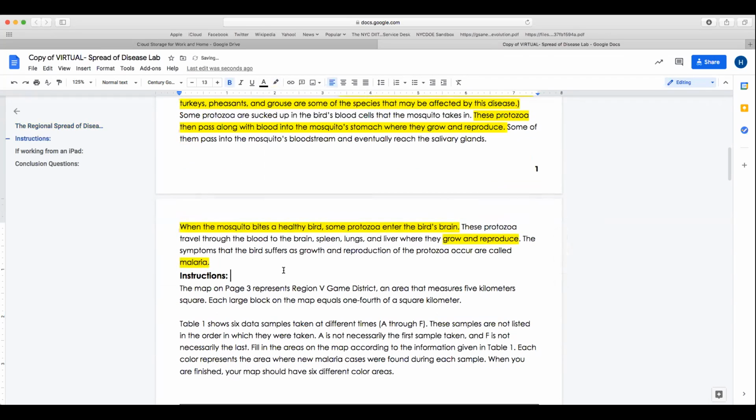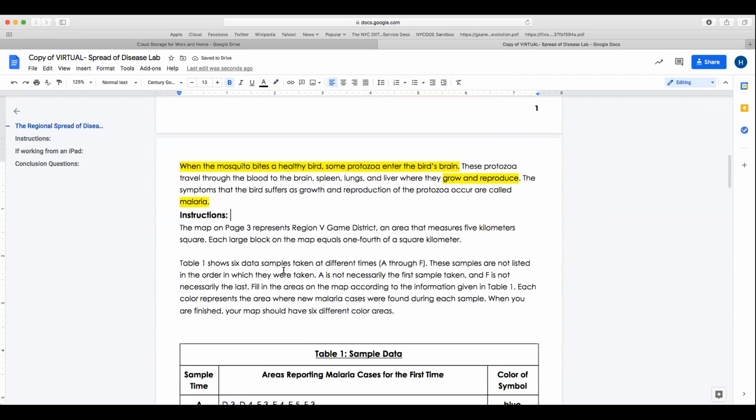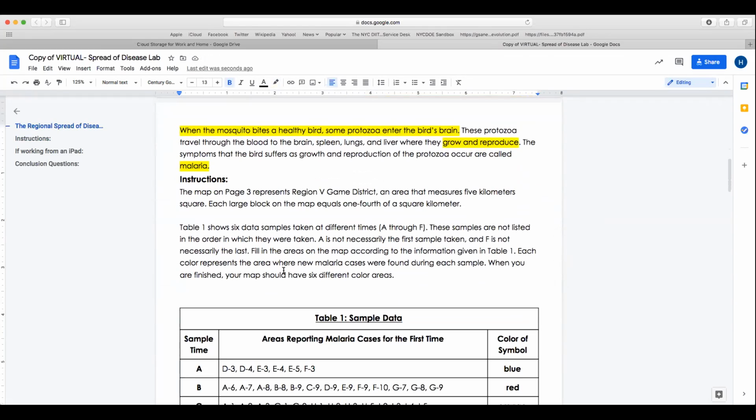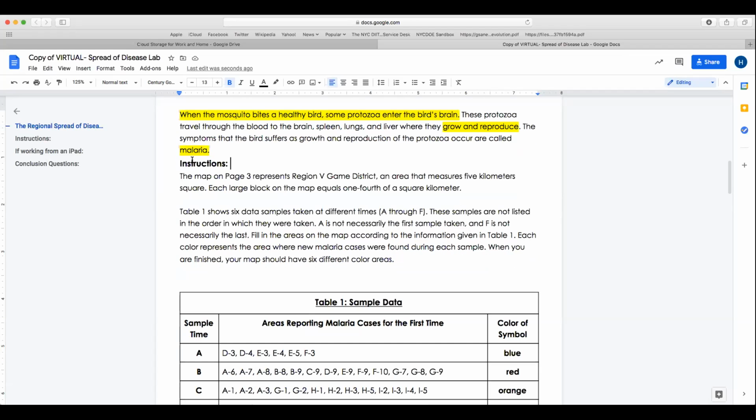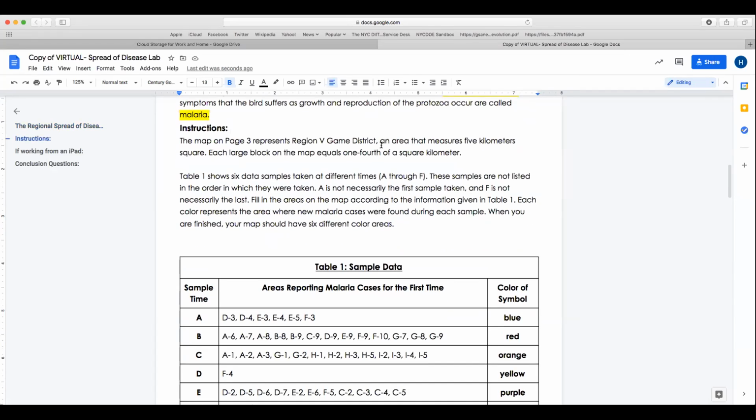Perfect. Thank you very much, guys. So today we're going to be looking at a data table that shows us where these malaria cases were reported, and we're going to document those data points onto a graph, right? That graph is then going to show us the spread of disease over time. So the map on page 3 represents the Region V game district, an area that measures 5 kilometers squared. Now, when you see this phrase game district, we're not talking about somewhere you can go and play video games.